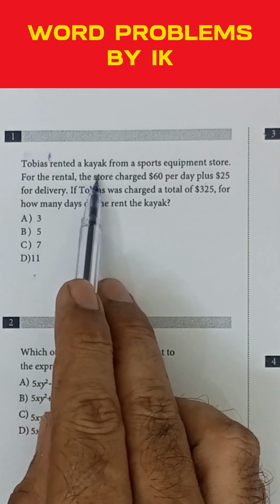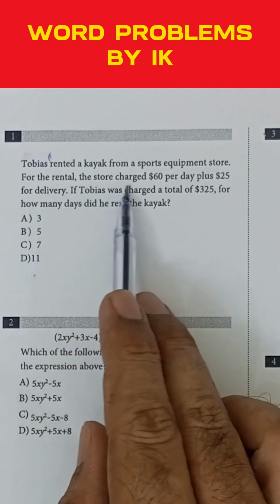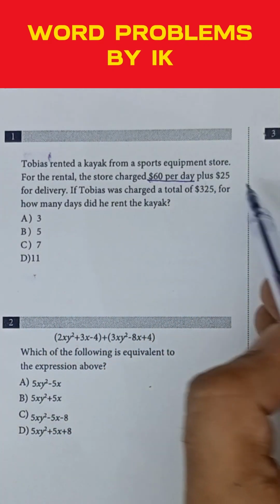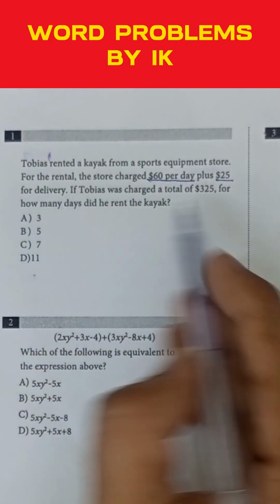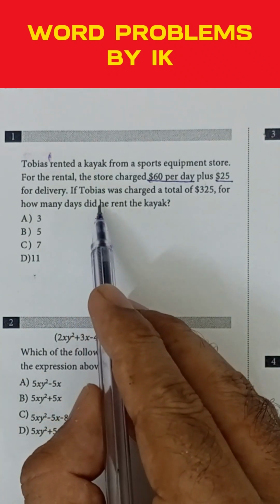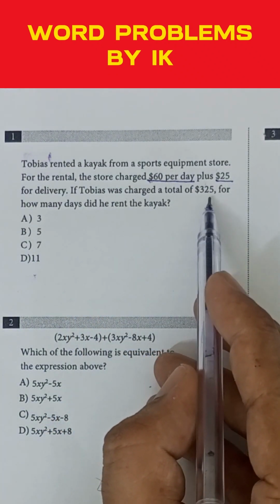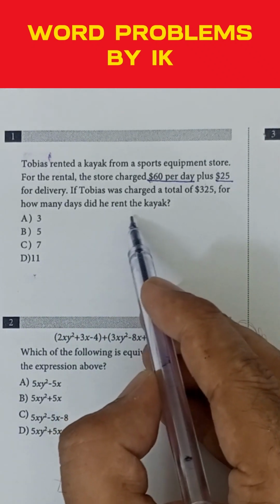Tobias rented a kayak from a sports equipment store. The store charged $60 per day, that is the variable cost, plus $25 for delivery, that is the fixed cost. If Tobias was charged a total of $325, for how many days did he rent the kayak?